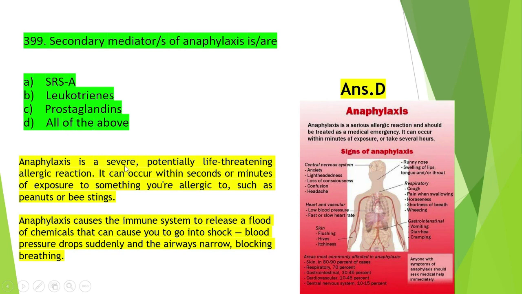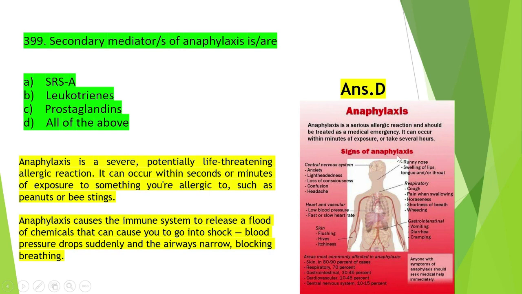So anaphylaxis is a severe, potentially life-threatening allergic reaction. It can occur within seconds or minutes of exposure to something you are allergic to, such as peanuts or bee stings. Anaphylaxis causes the immune system to release a flood of chemicals that can cause you to go into shock: blood pressure drops suddenly and the airways narrow, blocking breathing. Okay, so this is anaphylaxis. It is a serious allergic reaction and should be treated as a medical emergency. It can occur within minutes of exposure or take several hours.